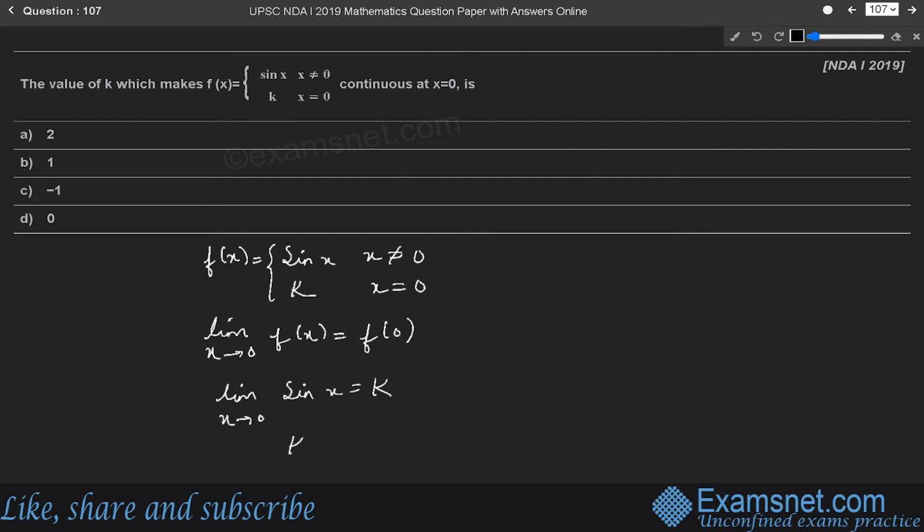It means that we can say k will be equal to 0. Since it is continuous, therefore limit x tends to 0, f of x will be f of 0, and limit x tends to 0, sin x will be k. And we know that whenever a function is continuous, then left hand limit is equal to right hand limit. Therefore, k is equal to 0. So the correct option for this question is option number D.